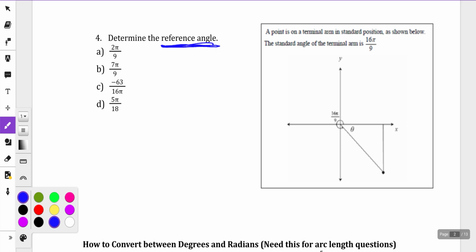If I just sketch the reference angle, that's this. Terminal arm to closest x-axis. To do that, I'm going to try to figure out what would complete this circle. What would get me to this x-axis? This was 16 pi over 9. If I wanted to do a full rotation all the way around, that would be 18 pi over 9. The reason I know it's 18 pi over 9 is because 18 divided by 9 would be 2 pi.